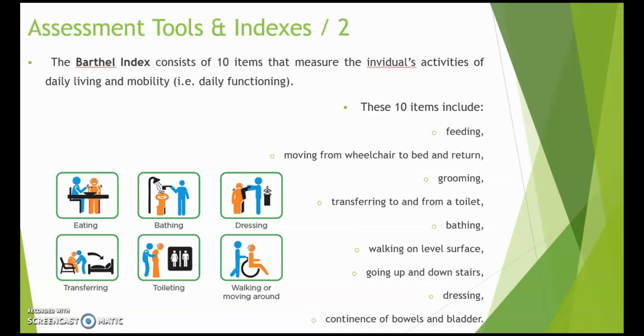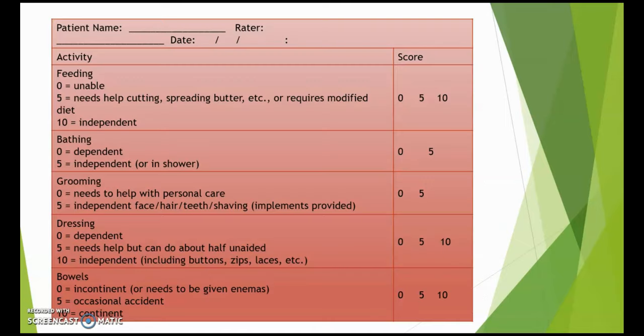And within this assessment index, you have feeding, moving from wheelchair to bed and return, grooming, transferring to and from a toilet, bathing, walking on level surface, going up and down stairs, dressing, and then the last element is control of bowels and bladder.